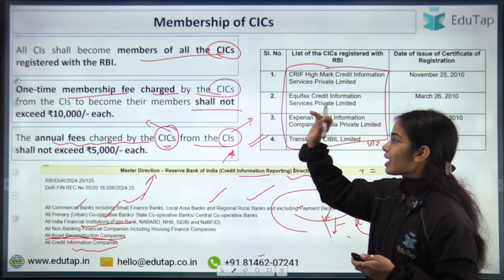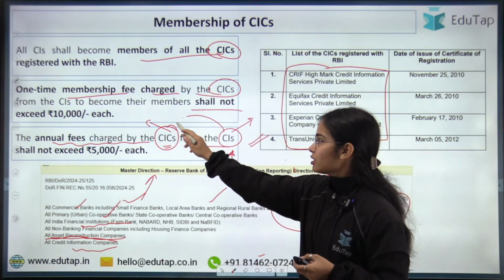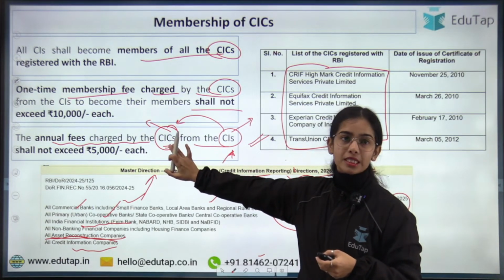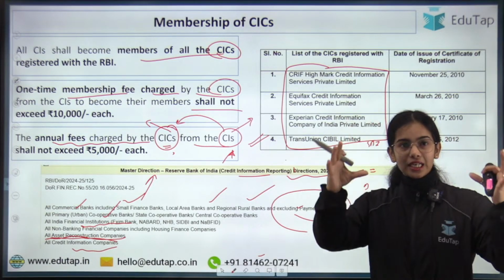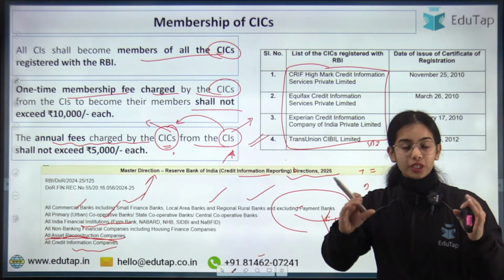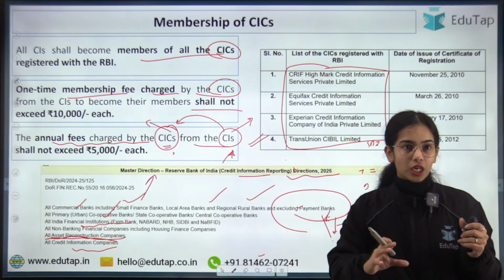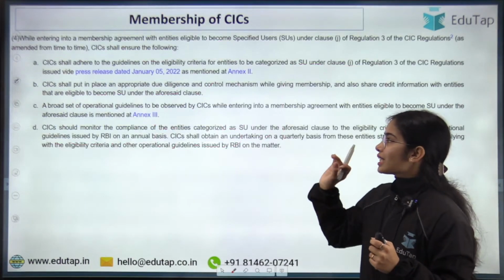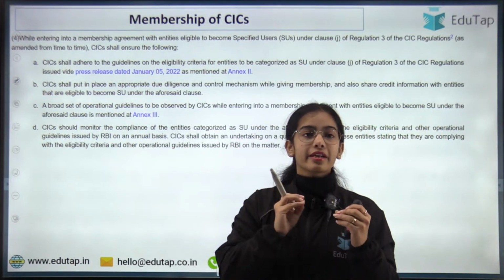Now membership. So we have understood that the credit institutions have to provide the data to the credit information companies. Credit information companies gather the data and provide information regarding the individuals or borrowers that want to borrow loans and such. So now there are some specialized users also that can get the credit data.